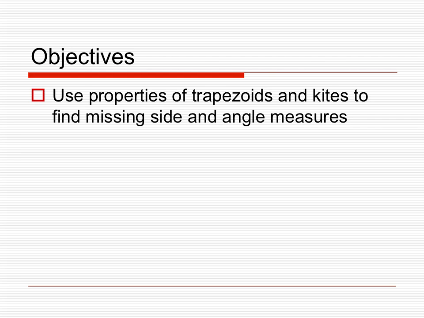Look back at what we did. We did properties of trapezoids and kites to find missing angles and side measures. I know we didn't get too many examples in, but we will do some more examples in class.